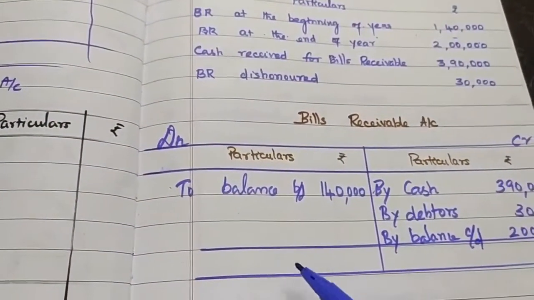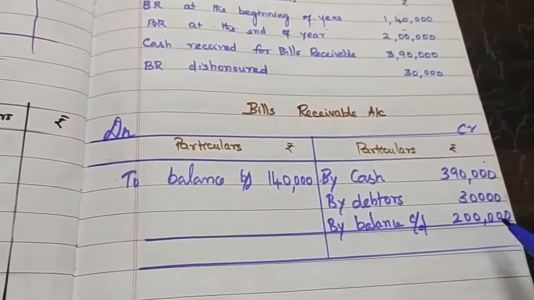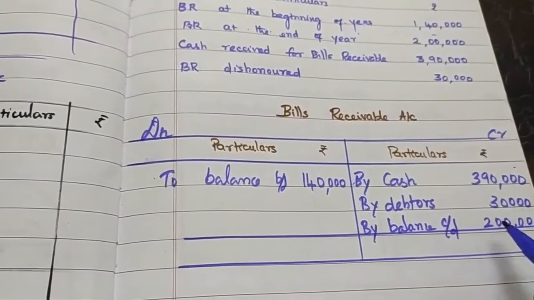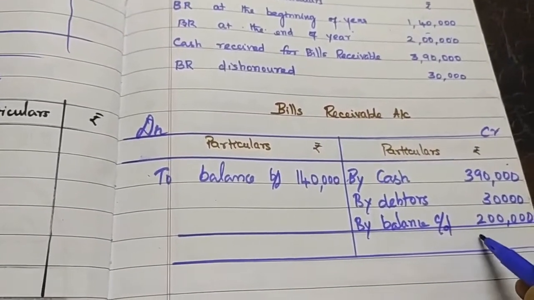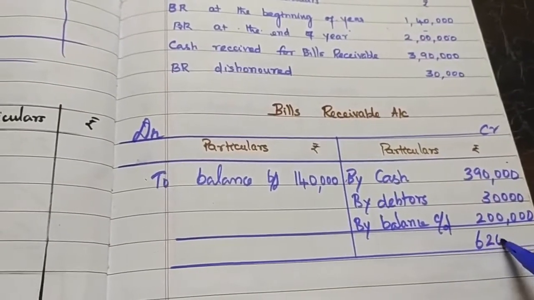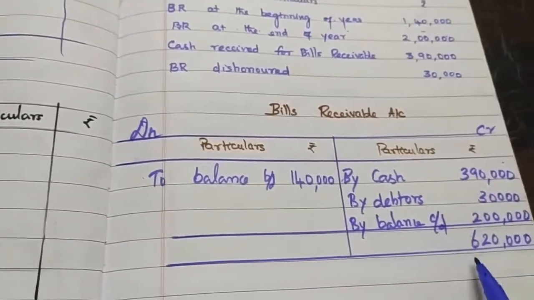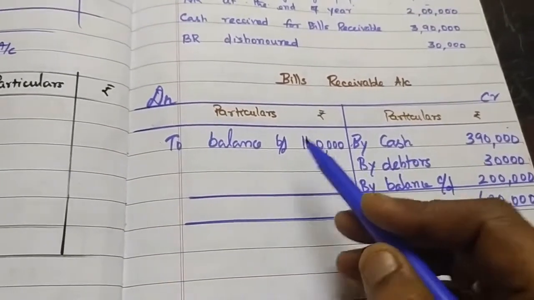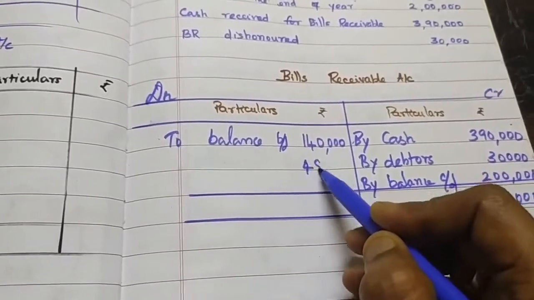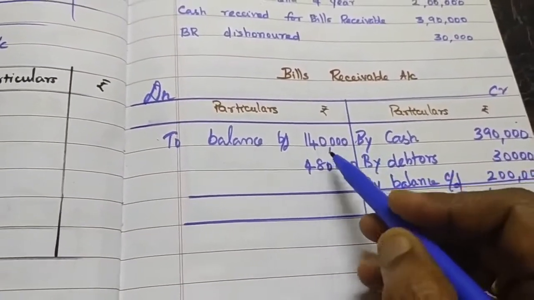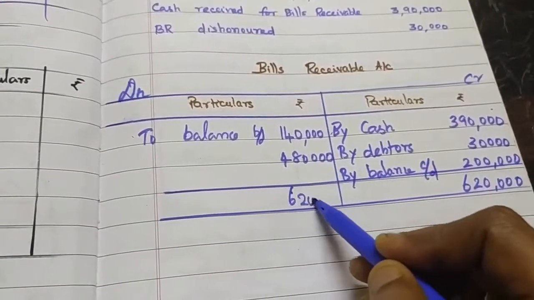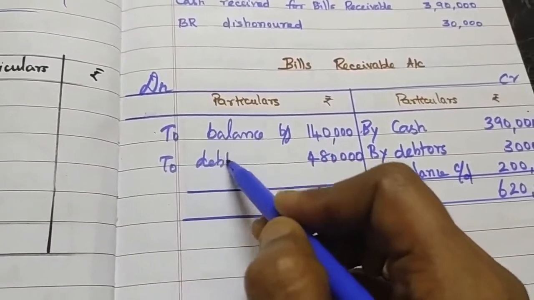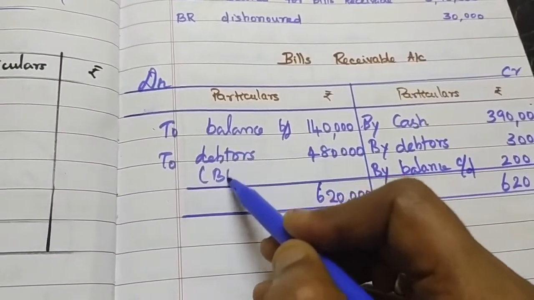Then next what we have to do? We have to balance. When we balance, this is 3,90,000 plus 30,000, 4,20,000, and plus 2 lakh, 6,20,000 total. Then you are seeing the debit side. Debit side only 1,40,000 is there. 6,20,000 minus 1,40,000, that will give you 4,80,000. 4,80,000, then write the total 6,20,000. Straight to that we have to write to debtors. This is bills receivable received during the year.